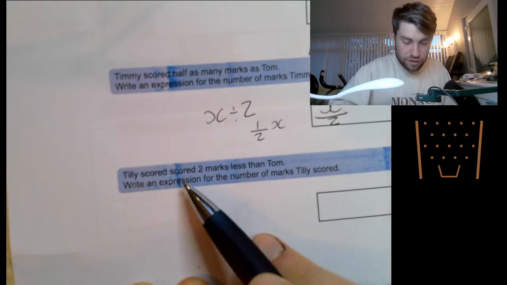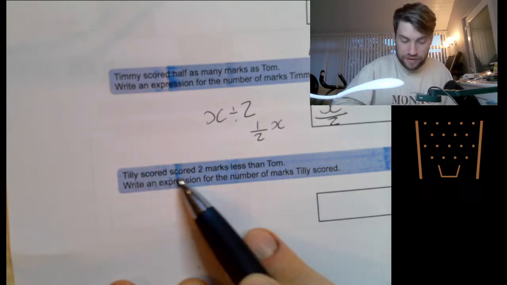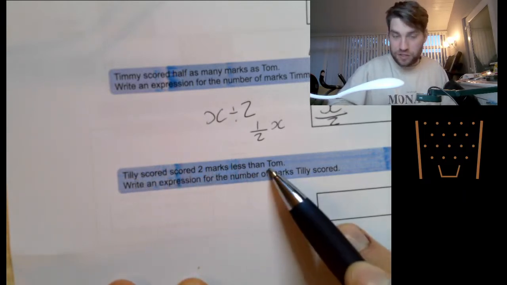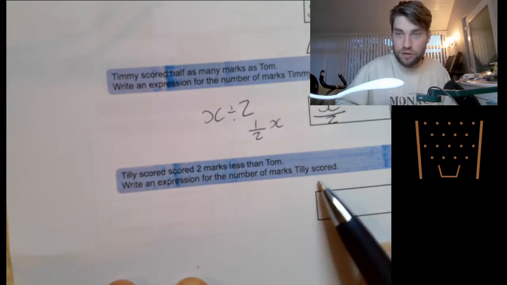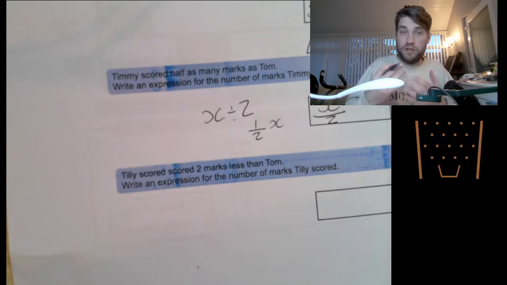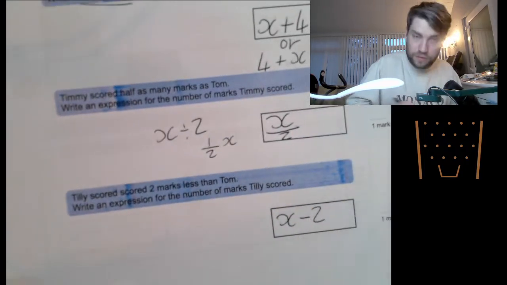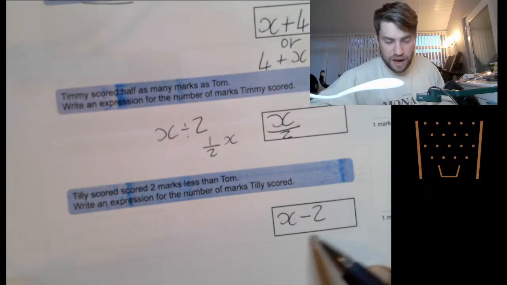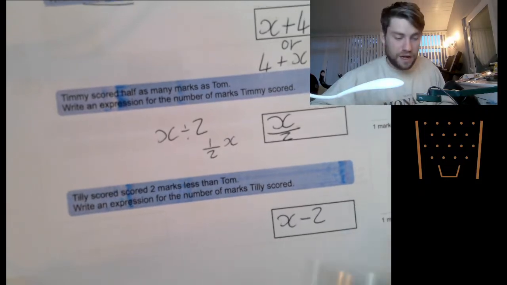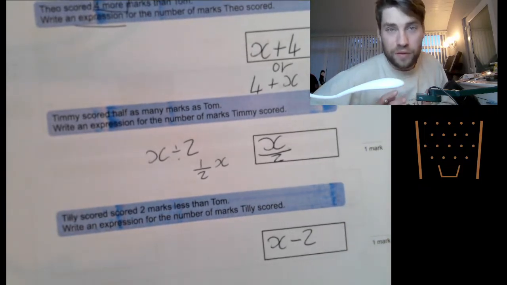Next one. So Tilly scored 2 marks less than Tom. Yeah, so a bit of a typo there. Tilly scored 2 marks less than Tom. Write an expression for the number of marks Tilly scored. So Tilly scored Tom's marks, but 2 less than that. So if Tom scored 20, Tilly scored 2 less, which would be 18. But we're not given the amount of marks that Tom scored. So Tilly scored whatever Tom scored, but we're going to subtract 2. So if I knew what Tom's marks was, I'd take away 2, and that'll be Tilly's. Yeah, and these are all expressions because they don't have an equals sign.